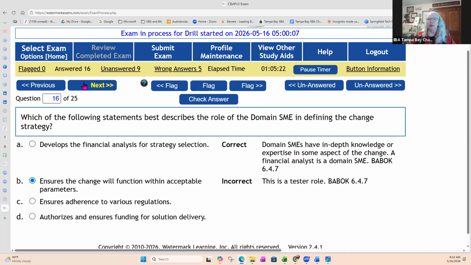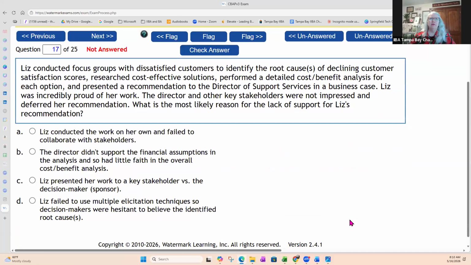You will learn every bit of this. Liz conducted focus groups with dissatisfied customers to identify the root causes of declining customer satisfaction scores. She researched cost-effective solutions. She performed a detailed cost-benefit analysis for each option, and she presented a recommendation to the Director of Support Services with a business case. Liz was incredibly proud of her work. The director and other key stakeholders were not impressed and deferred her recommendation. Deferred means we're not making a decision now. We're putting it off. What is the most likely reason for the lack of support for Liz's recommendation?